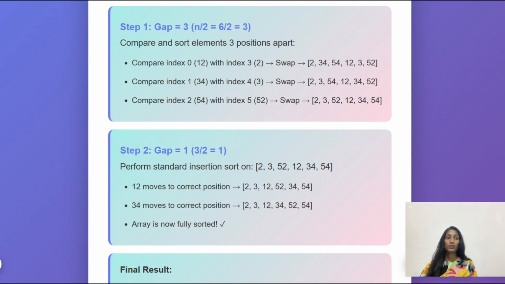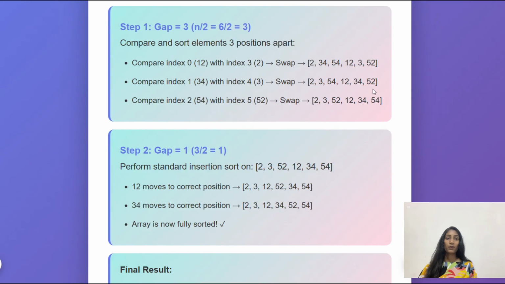Compare index 0, which means 12, with index 3, which means 2. 12 is larger than 2, so we swap them. The array becomes 2, 34, 54, 12, 3 and 52. Compare index 1, which means 34, with index 4, which means 3. 34 is larger than 3, so we swap them. The array becomes 2, 3, 54, 12, 34, 52.